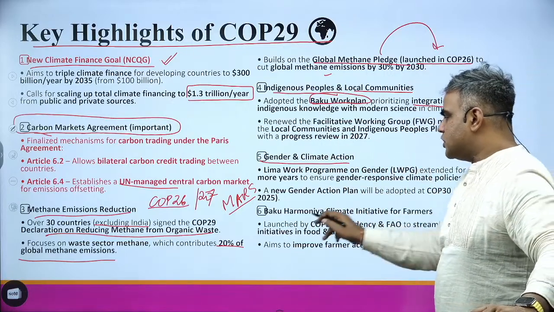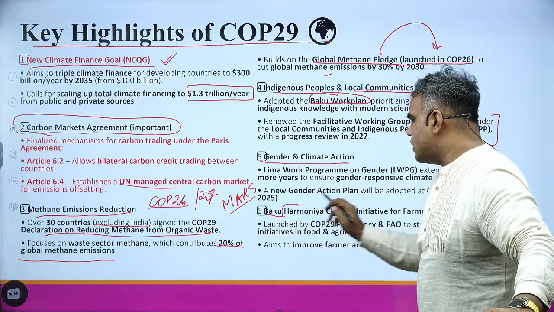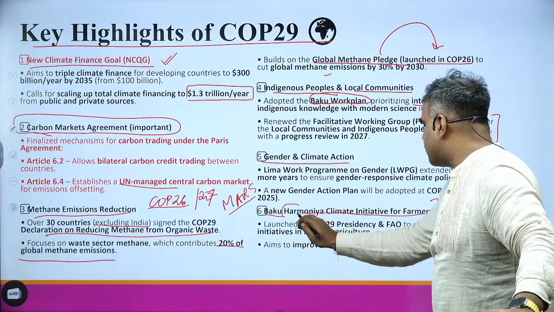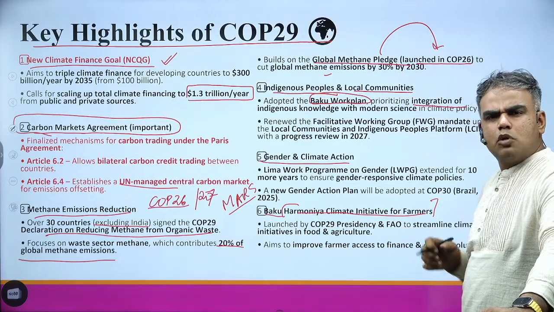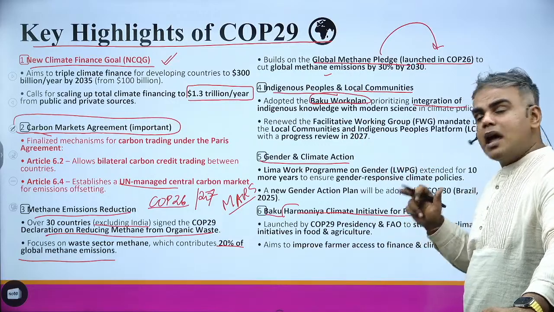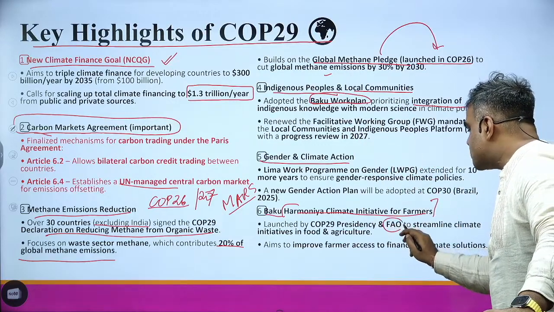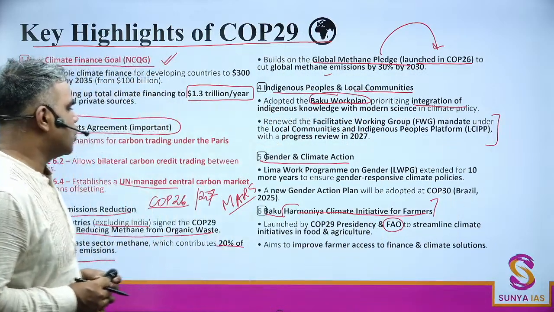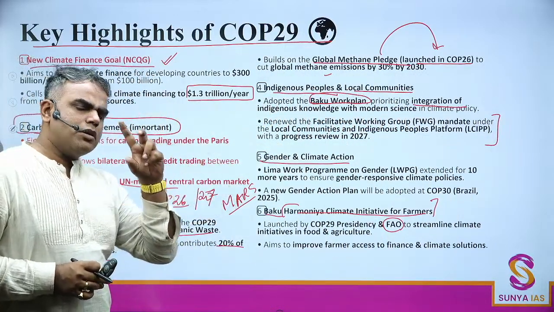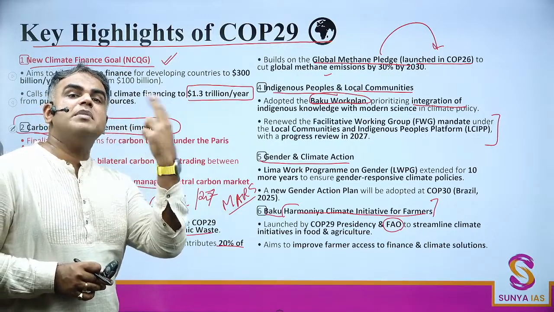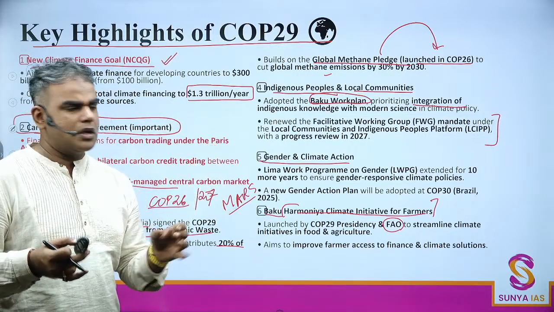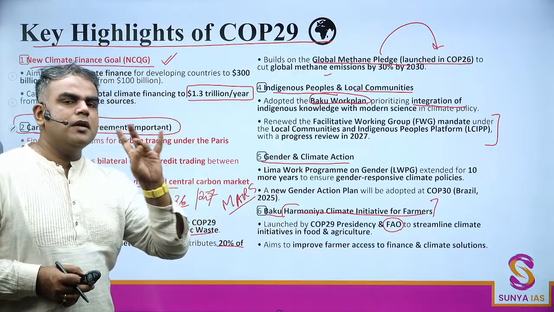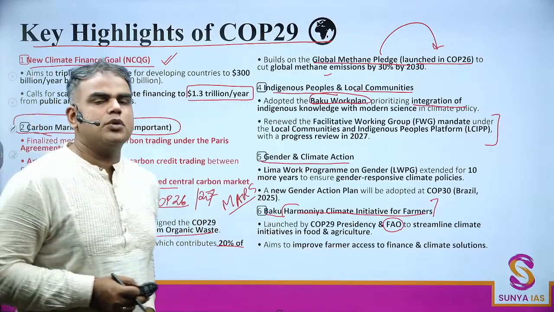Last, one of the major initiatives is Baku Harmonia, climate initiative for farmers. The moment you see farmers, think of food. So here, FAO, the UN specialized agency, the Food and Agriculture Organization, becomes important for you to know. And again, the moment you see agriculture, think of climate smart agriculture and many other initiatives. So this is Baku Harmonia, climate initiative for farmers. That is what you need to know.